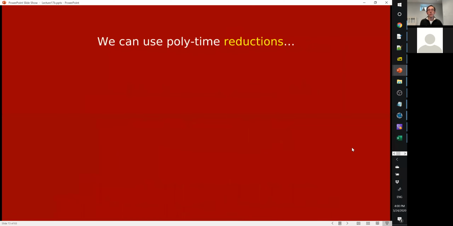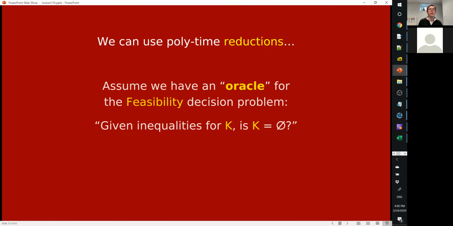What I want to tell you in the remainder of the lecture is that you can get from just the emptiness decision problem to these more complicated problems using polynomial time reductions. The way it's typically formulated is like this. Let's imagine that we have a quote unquote oracle for solving this feasibility decision problem. We have some magical oracle that, given a set of inequalities K, will correctly tell you yes or no. Well, the feasibility question is whether K does not equal the empty set. So it tells you whether K contains at least one point or not.